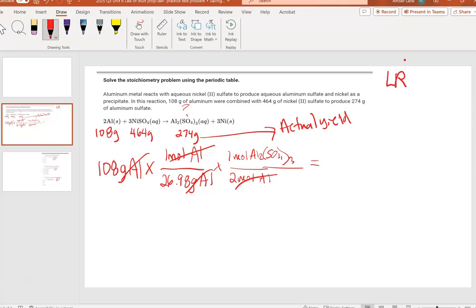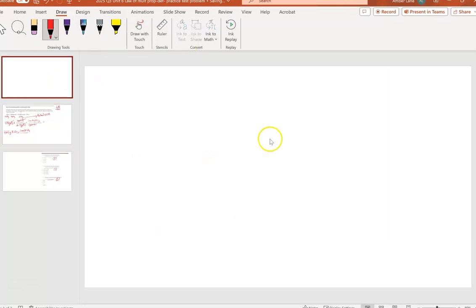I'm going to set up my next stoichiometry problem. Right now, I'm looking to calculate my limiting reactant. So I'm going to take 464 grams of NiSO4. I'm going to convert it to moles of aluminum sulfate. So I have to find the molar mass. So 1 mole of NiSO4. I've got to calculate this. So I'm going to come over here.